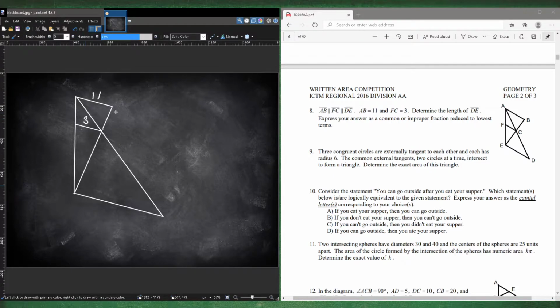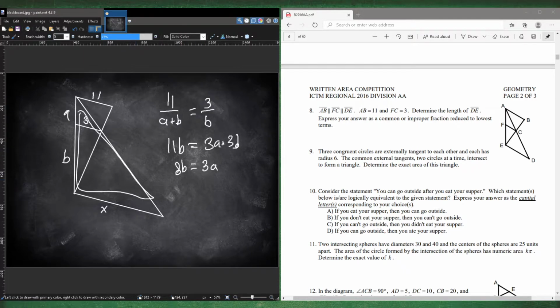So basically you could solve this by using similar triangles. Let's call this X, call this A, call this B. So this is 11 over A plus B, right? This big triangle to this small triangle. So 11 over A plus B equals 3 over B. Cross multiplying, 11B is equal to 3A plus 3B. So that gives us 8B is equal to 3A. Okay, so we know that.